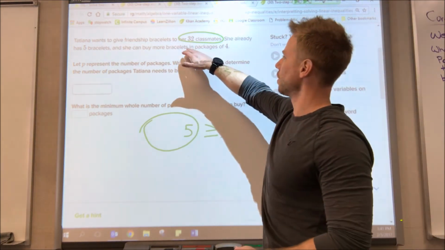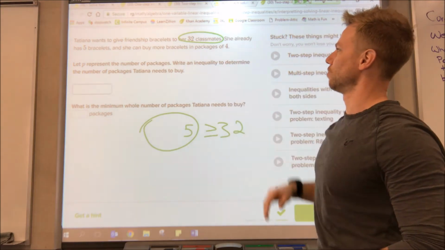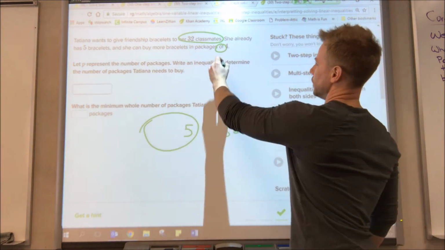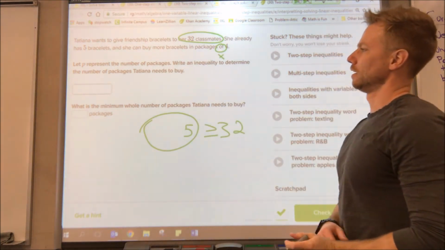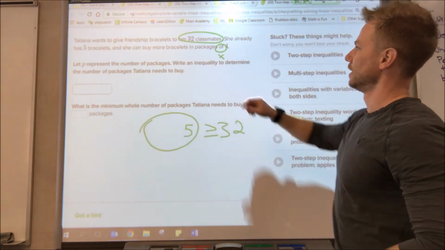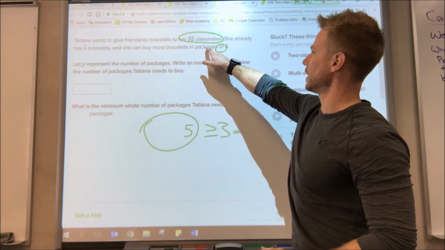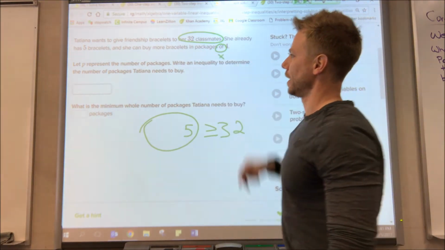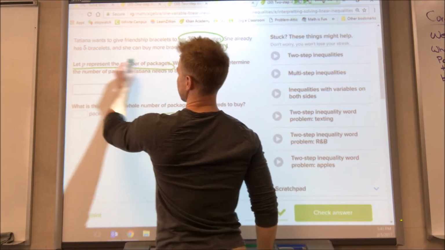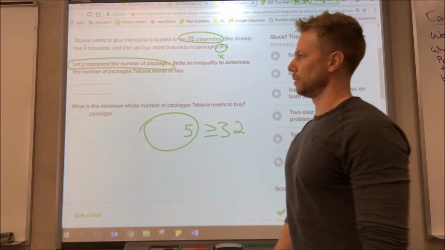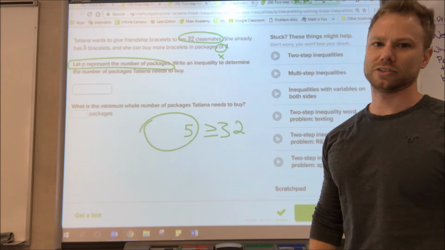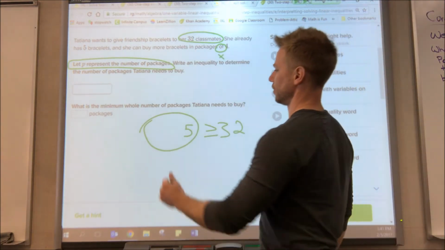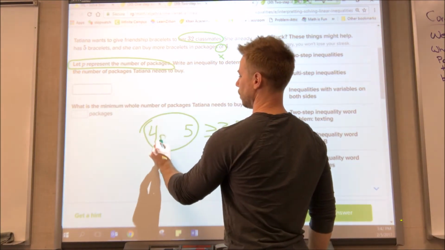And she can buy more bracelets in packages of 4. Okay, so here's a key word, of, which means to multiply. And what we're multiplying by is the number of packages. So it's packages times 4. Well, we don't know how many packages, but our problem tells us let there be P number of packages. So it's a variable. So we're going to multiply 4 times our variable P. So it's going to be 4P.